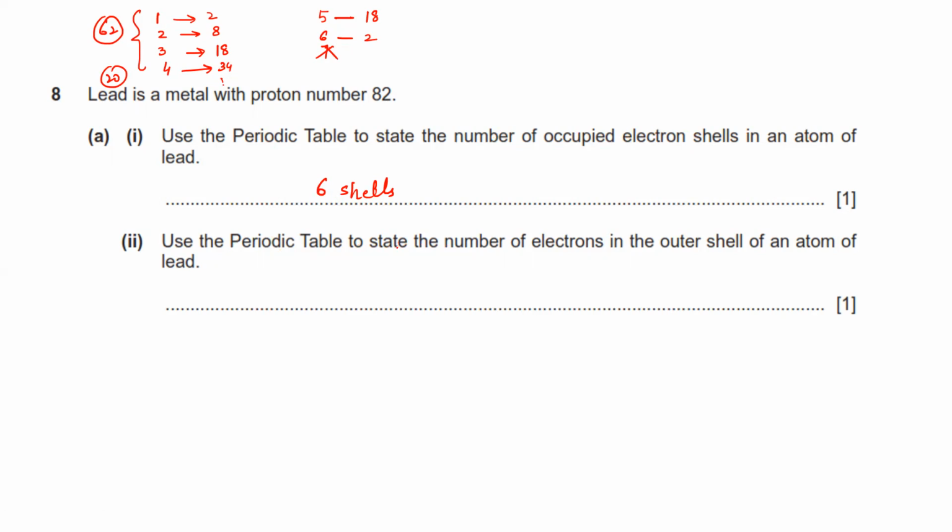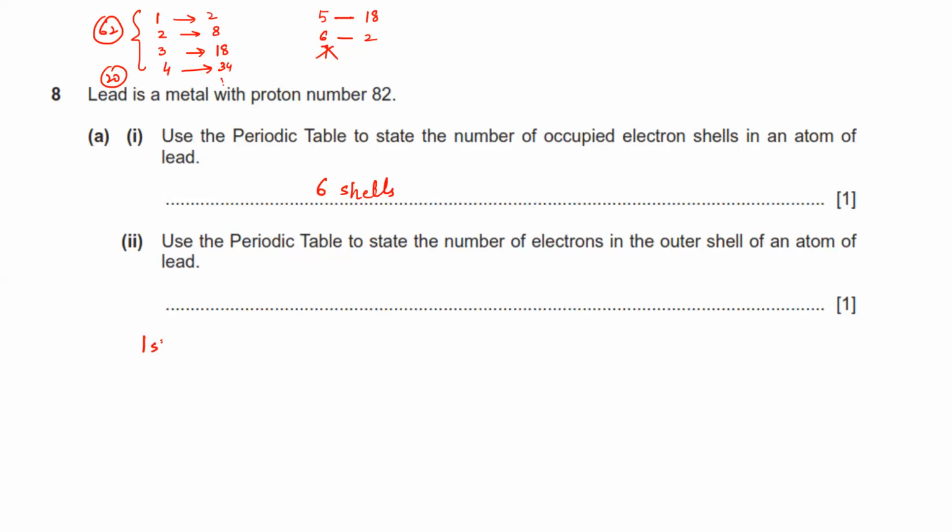Now, use the periodic table to state the number of electrons in the outer shell of an atom of lead. The outermost shell is the sixth shell, and it will have 2 electrons. Not exactly two, I would say. It would be 4 electrons. Yes, there will be 4 electrons.